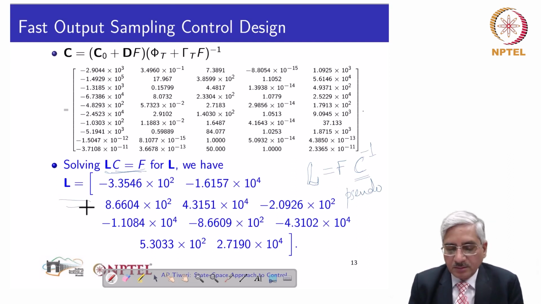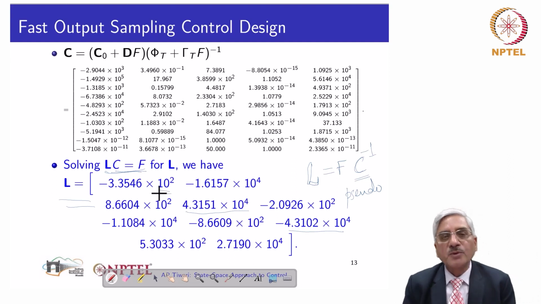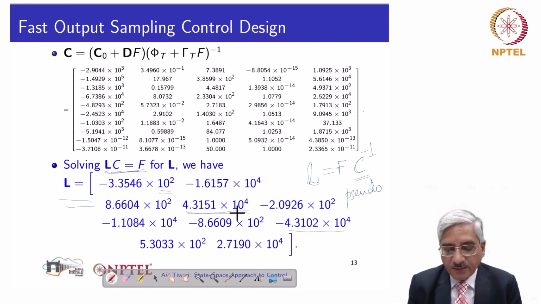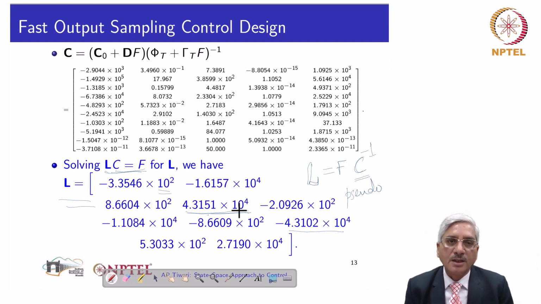Now you see again the effect in L. The elements in L, you can see this is 4 into 10 to the power 4, a very large value. This is only slightly smaller than that, on the negative side, and the smallest values are of the order of 10 to the power 2 or so. So the fast output sampling controller gains are very large, of the order of 10 to the power 4. We should have a design where the gains are smaller. I have been telling this point again and again.